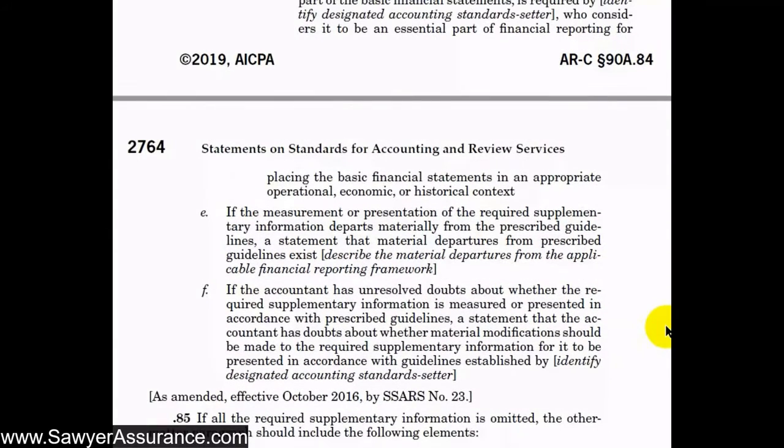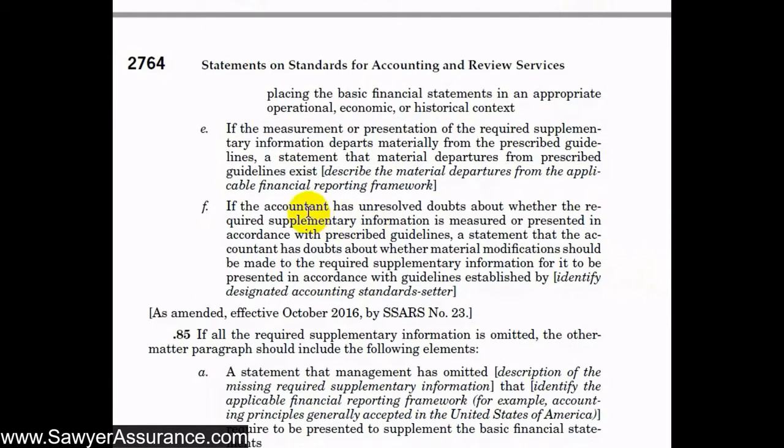And next, if the measurement or presentation of the required supplementary information departs materially from the prescribed guidelines, then we should describe the material departures from the applicable financial reporting framework in this paragraph that we're constructing. And if we have unresolved doubts about whether the required supplementary information is measured or presented in accordance with prescribed guidelines, then we should state that we have doubts about whether material modifications should be made to the required supplementary information for it to be presented in accordance with the guidelines established by the standard setter.